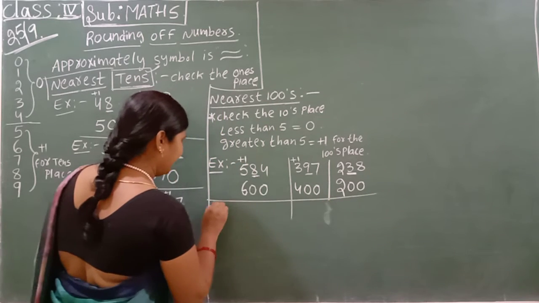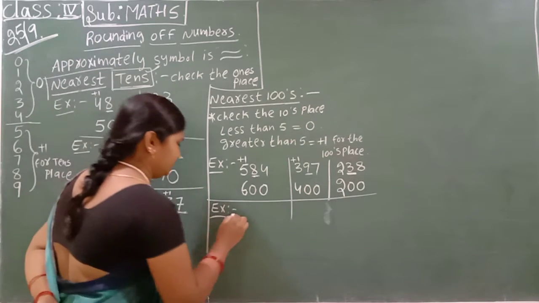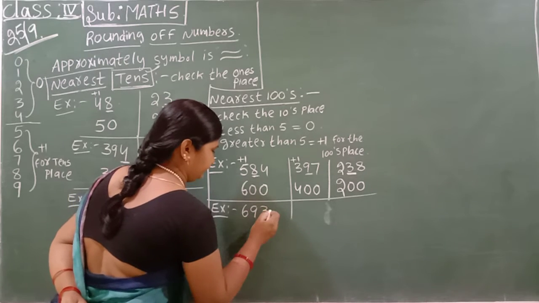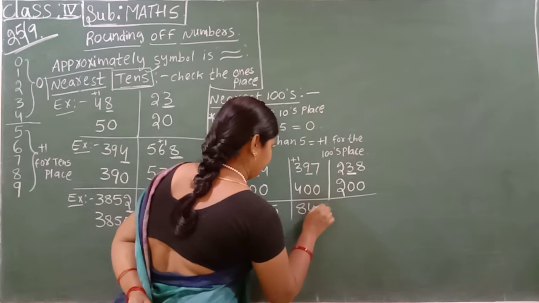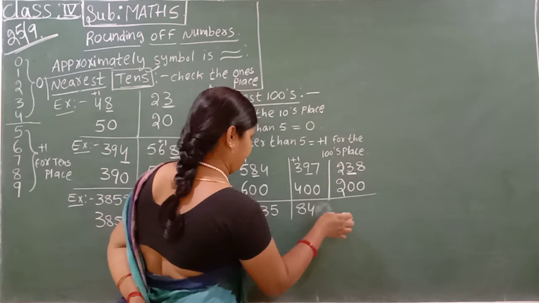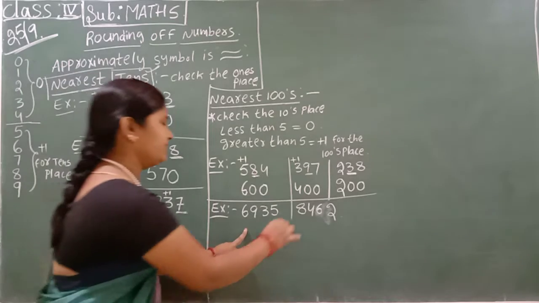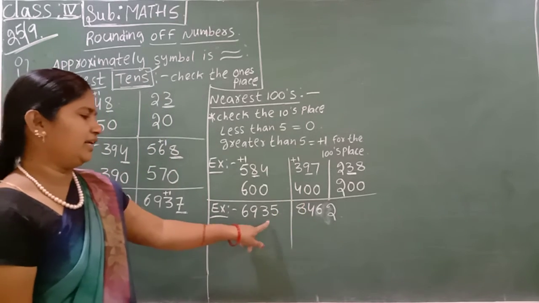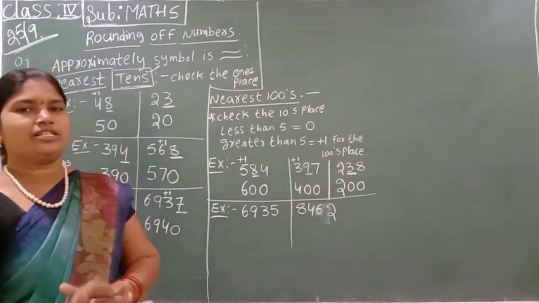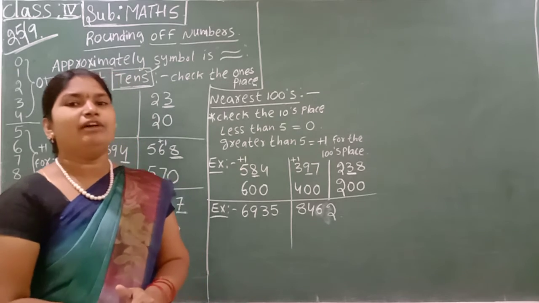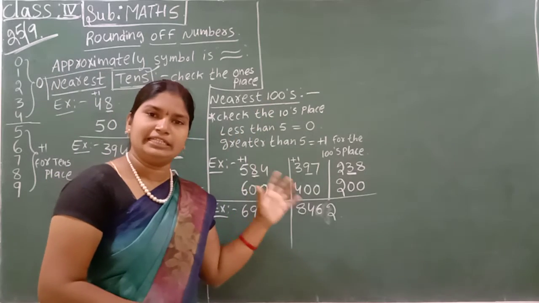Okay. Next example. Now, I am taking a 4-digit number. The first number is 6935, 8462. How many digits also they have to give? Leave it. First you have to read the heading. Nearest hundreds. Write the nearest hundreds.